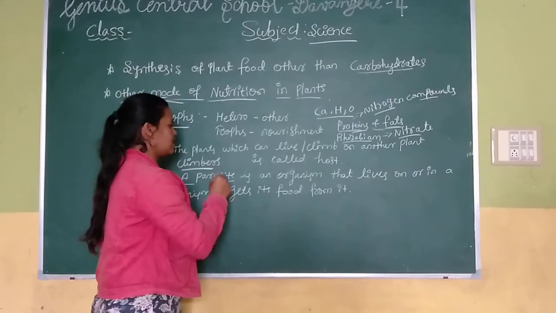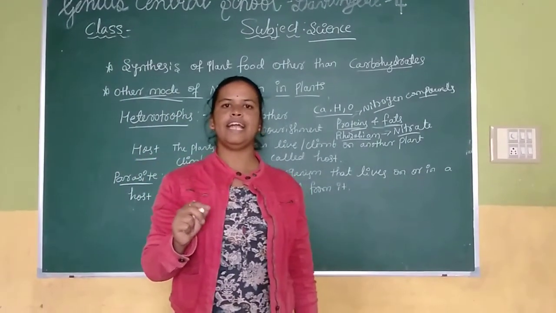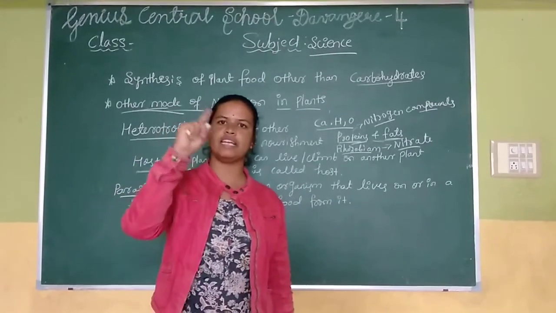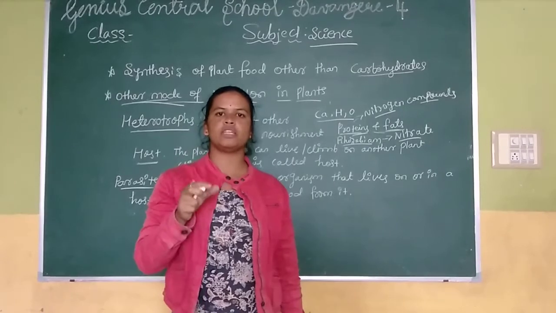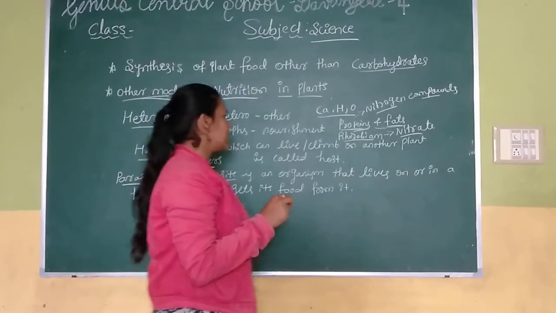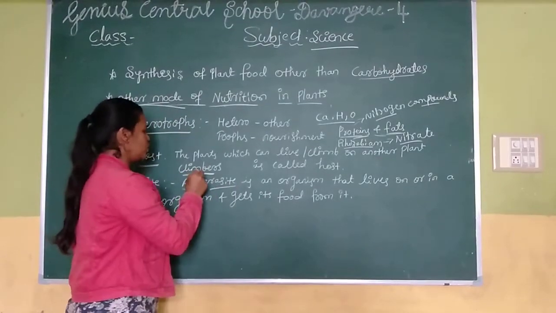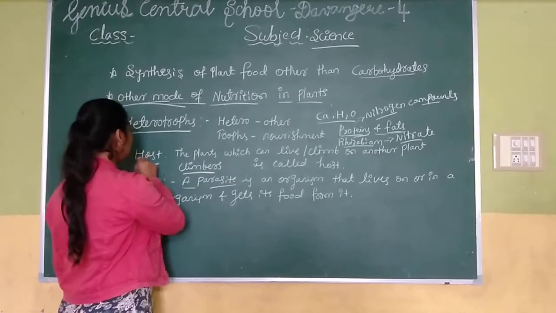Examples are the cuscuta plant and climbers. Climbers are also an example of heterotrophs. You have seen climbers; a climber goes around a plant, spiraling as it grows, because it needs support for its growth and development. That's why these are called heterotrophs. Hetero means other, trophs means nourishment. Next one is host.